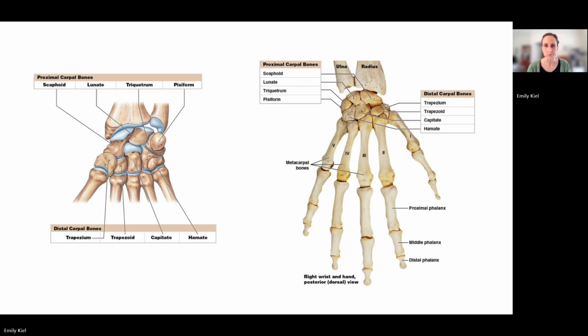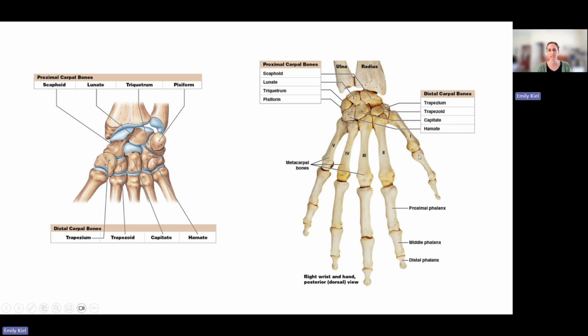Here we go, looking at our carpus. You want to know the bones of the carpus. So your scaphoid, your lunate, your triquetrum, and then here's your pisiform bone. And then you have your trapezium, your trapezoid, your capitate, and your hamate bone. Remember the mnemonics from lab.